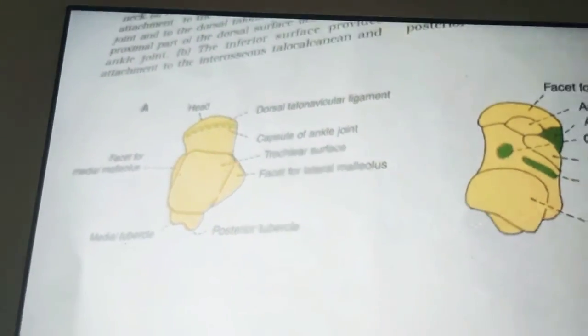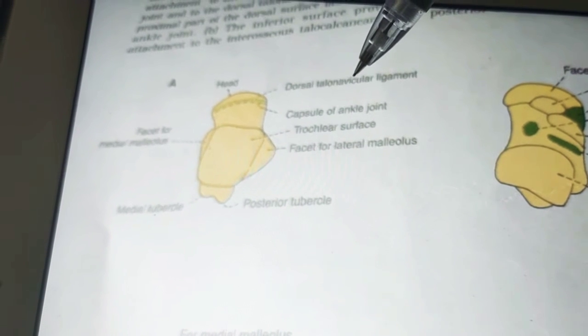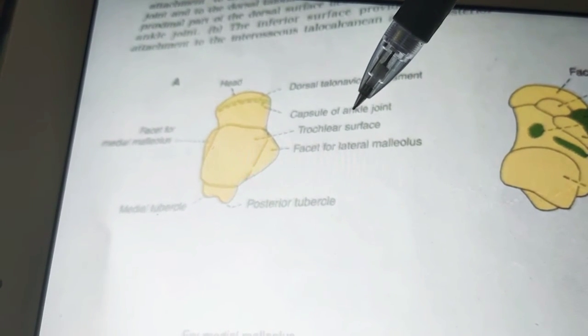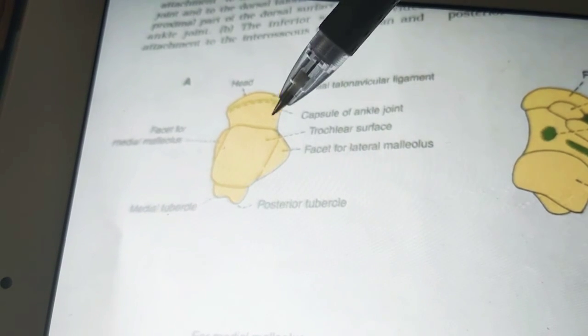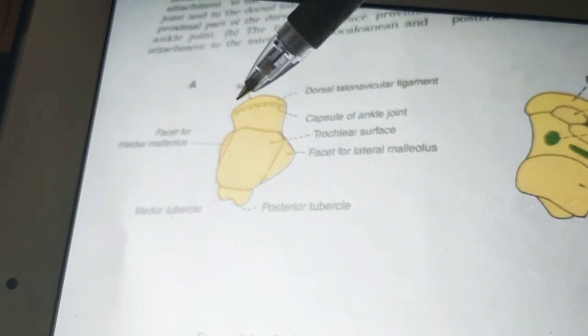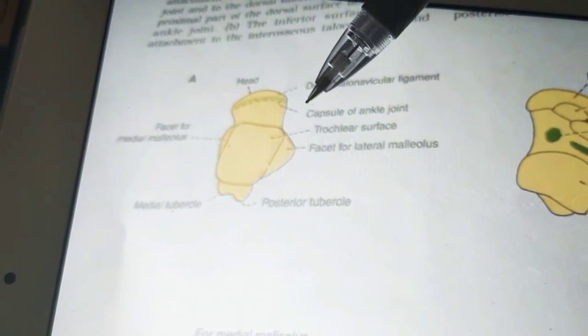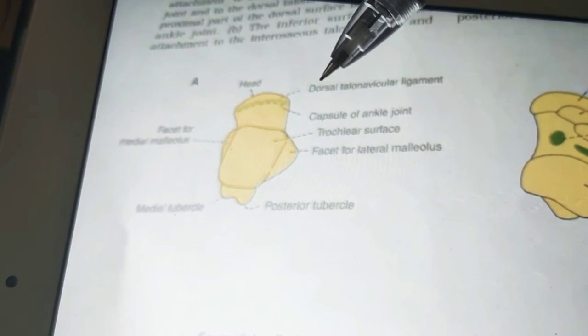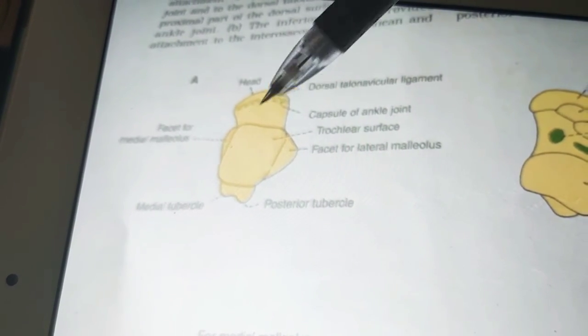So till now what you have listened, on the neck there is attachment of the dorsal talonavicular ligament and also the capsule of the ankle joint. Just understand it, dorsal talonavicular, this is the talus bone, navicular, the navicular bone, because this is near to the head, right? Capsule of the ankle joint, because it should form the ankle joint with the above you have our fibula and tibia, right, with that. So for that the capsule, so both are here.